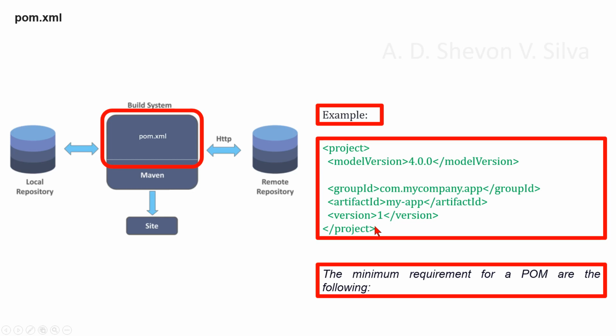The POM requires that its group ID, artifact ID, and version be configured. These three values form the project's fully qualified artifact name. This is in the form of group ID colon artifact ID colon version. As an example, we can consider here com.mycompany.app:my-app:1.